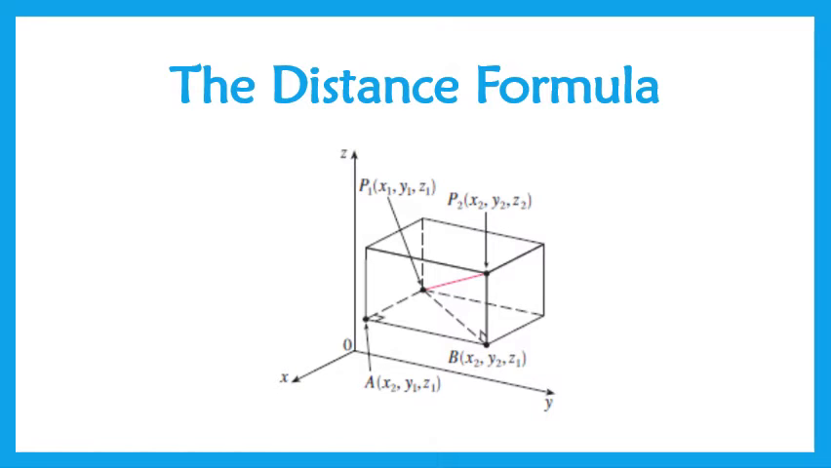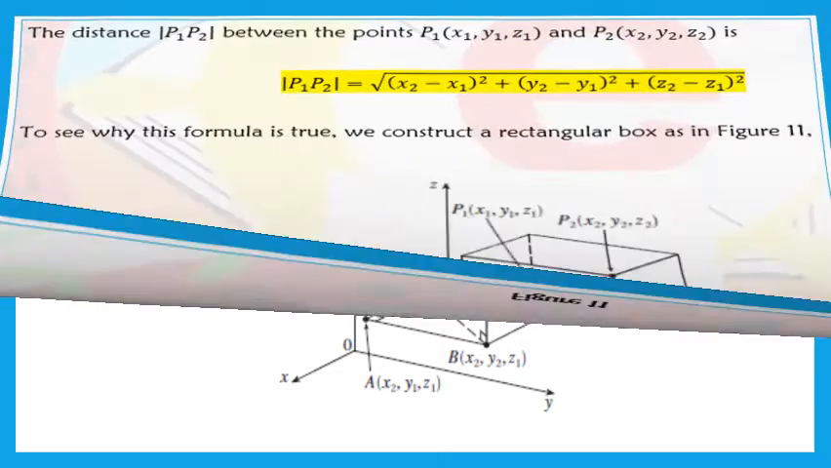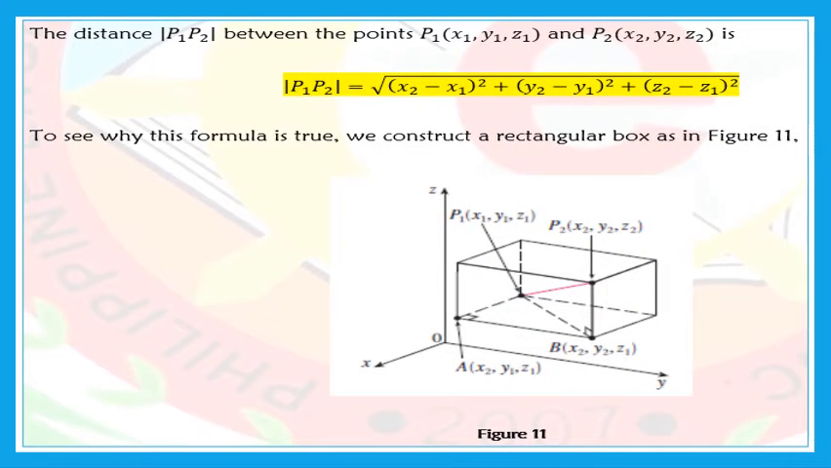So next is the distance formula in three-dimensional coordinate system. The distance absolute value of P sub 1 P sub 2 between the points P sub 1 with coordinates x sub 1, y sub 1, z sub 1, and point P sub 2 with x sub 2, y sub 2, and z sub 2 coordinates is the absolute value of P sub 1 P sub 2. So, ito yung distance formula. So, yun nga yung na-mention ko kanina. The same lang doon sa 2-dimensional but nadagdagan lang siya ng isang variable na z.